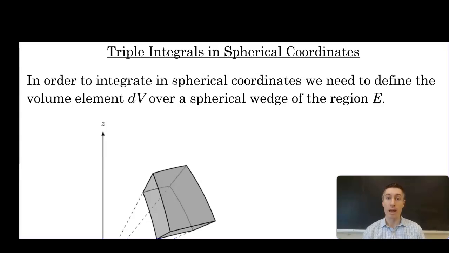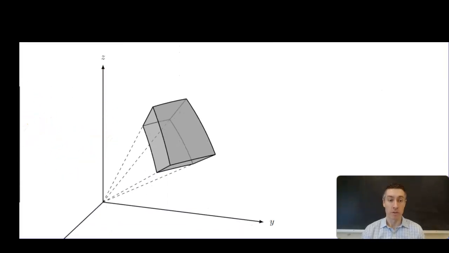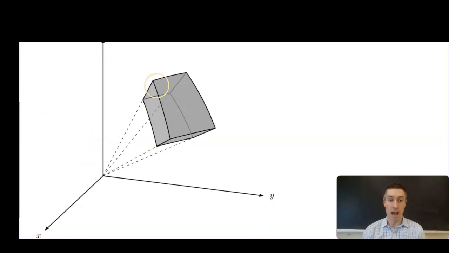And we're going to take a small wedge from that region, and try to define the volume of that wedge to create an expression for dV. So that's our first task. We have a diagram of that small spherical wedge from a larger region, and we're going to mark this diagram up with rho, theta, and phi to define the volume.